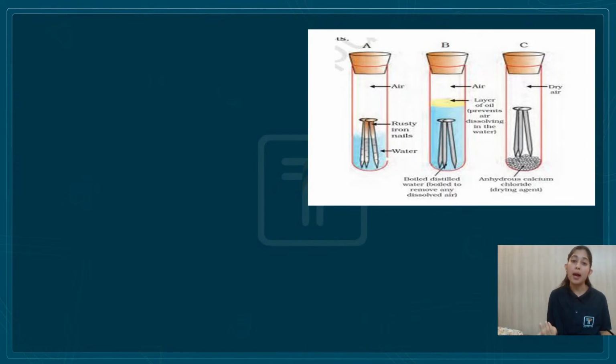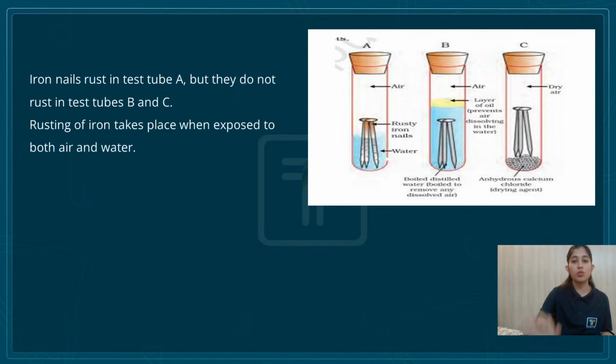So rusting will happen in A. So just write these 2 points, that the iron nail is going to rust in test tube A, not in test tube B, not in test tube C. Why? Because rusting takes place when we have both air and water. That's it. It was quite simple. Write this much and take away 3 marks.